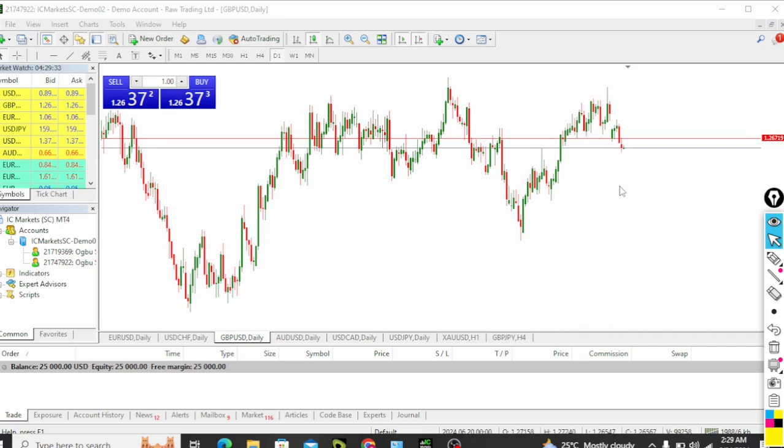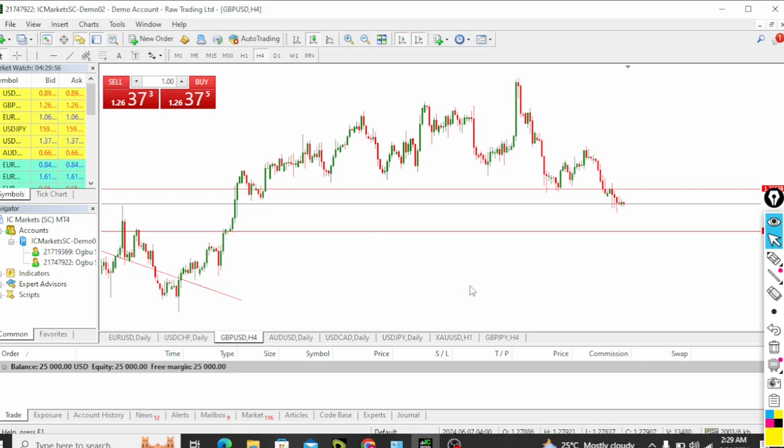So what I'm expecting is a situation whereby the pair is going to attempt to move back, culminating into this horizontal line, as a way to begin to go down. So that is my expectation for the coming week, but I'm still going to look at it more by going down to the lower time frame.